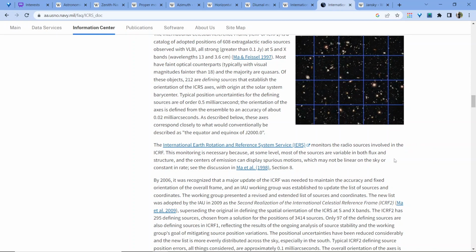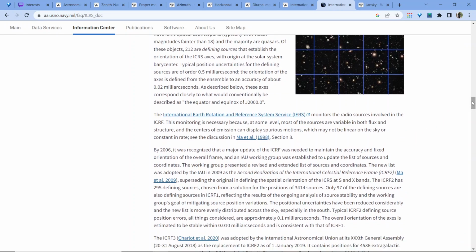The International Earth Rotation and Reference Systems Service monitors the radio sources involved in the ICRF. This monitoring is necessary because at some level, most of the sources are variable in both flux and structure, and the centers of emission can display spurious motions which may not be linear on the sky or constant in rate. See the discussion in MacMillan et al., 1998, Section 8.